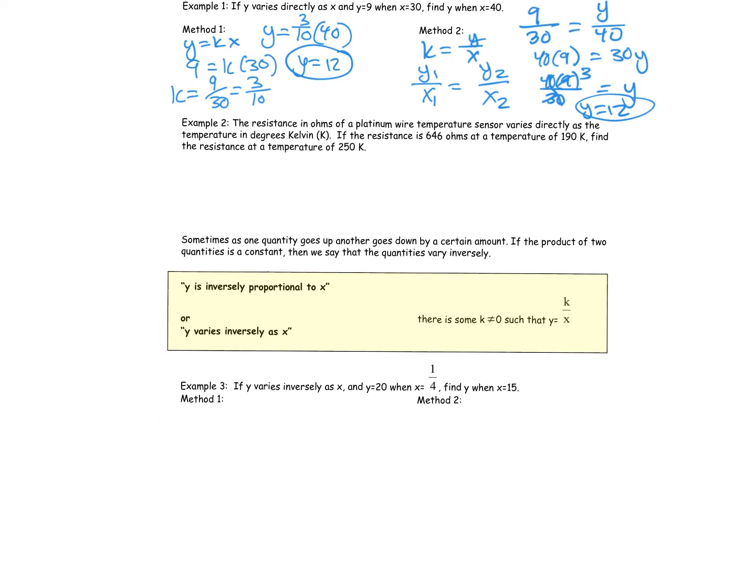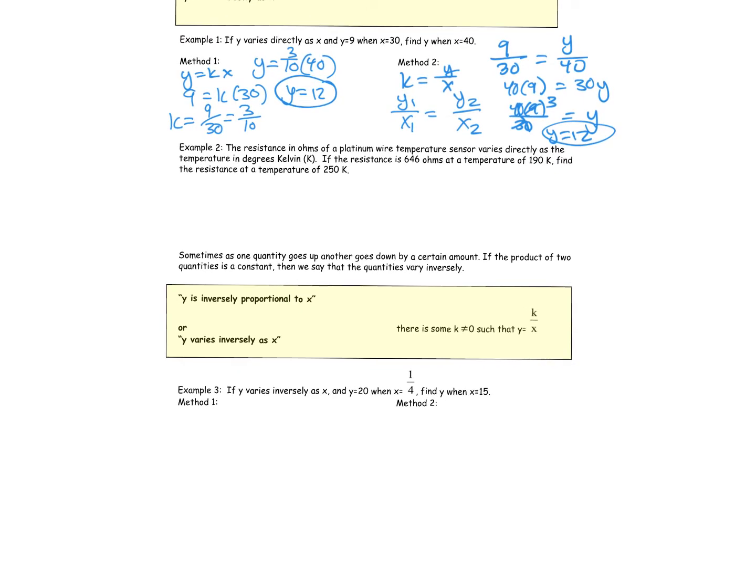So try the second one, doing the same type of reasoning. Either it's going to be, again, a direct relationship, and you can either use method 1 or method 2. Let's talk about now if they're inversely related. So as one goes up, the other goes down. And the problem would have to specify this, that these are inversely related. And so instead of having y equals kx, notice we have y equals k over x.